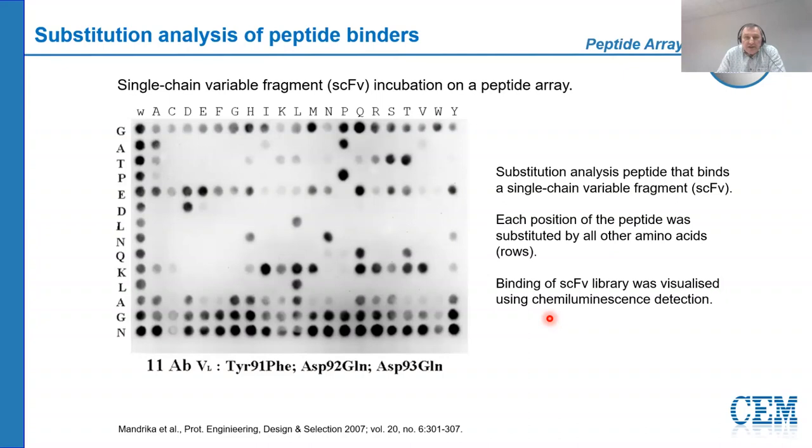research. So here we have a binding site, and by the substitution of each position on the peptide with all the 20 naturally occurring amino acids, we get different binding, stronger and weaker binders. So this is very important if you need a rational engineering of antibodies with good affinity to the specific requirements.